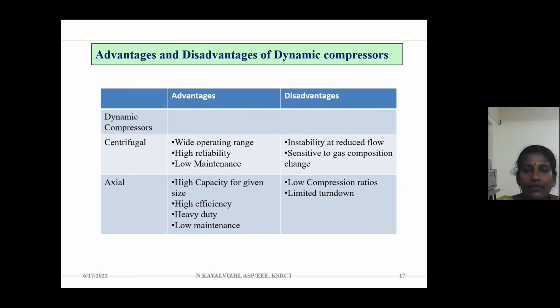And we finally come to the advantages and disadvantages of compressors. The dynamic compressors are centrifugal and axial. Centrifugal compressors have a wide operating range, high reliability and low maintenance. The major disadvantages are instability at reduced flow and sensitivity to gas composition change. For axial compressors, the advantages are high capacity for a given size, high efficiency, heavy duty and low maintenance. The disadvantages are low compression ratios and limited turndown.